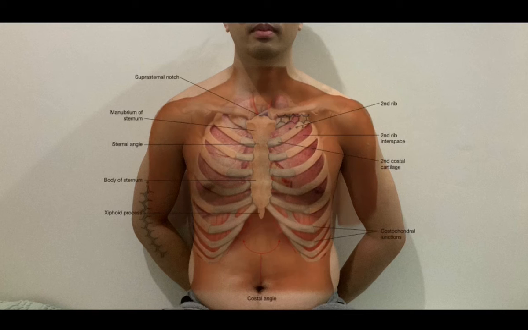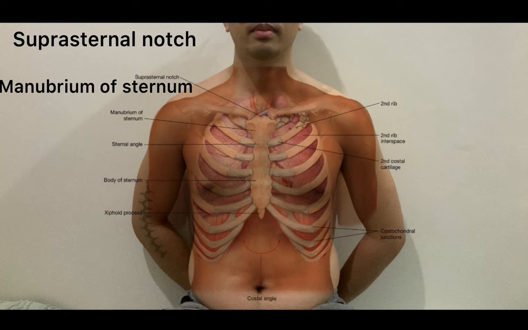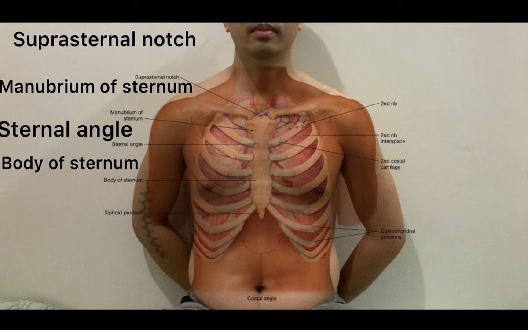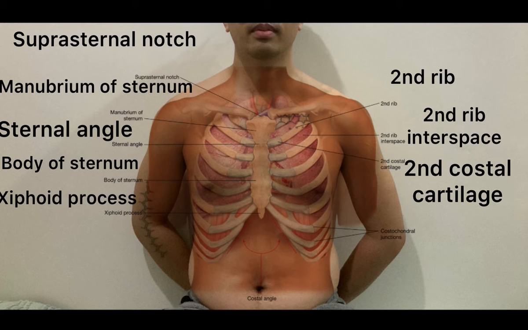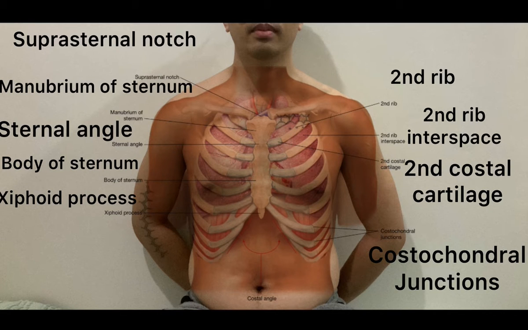Upon a thorough inspection, we'll be able to identify and point out the following landmarks, which are the suprasternal notch, manubrium of sternum, sternal angle, body of sternum, xiphoid process, the second rib and its interspace and costal cartilage, and the costochondral junctions.